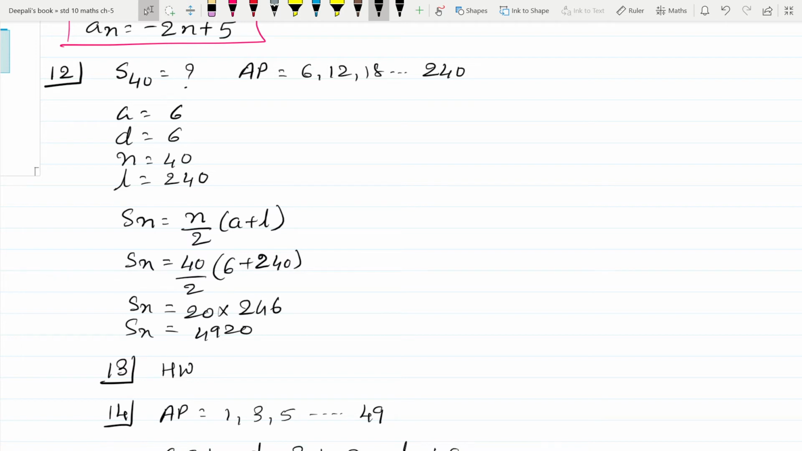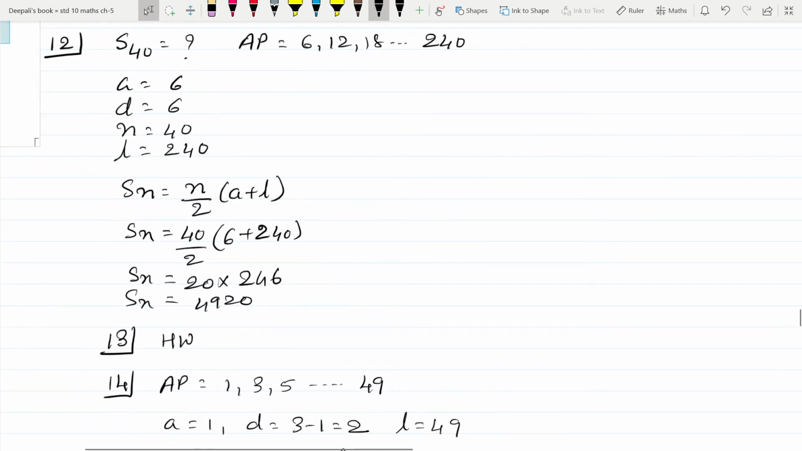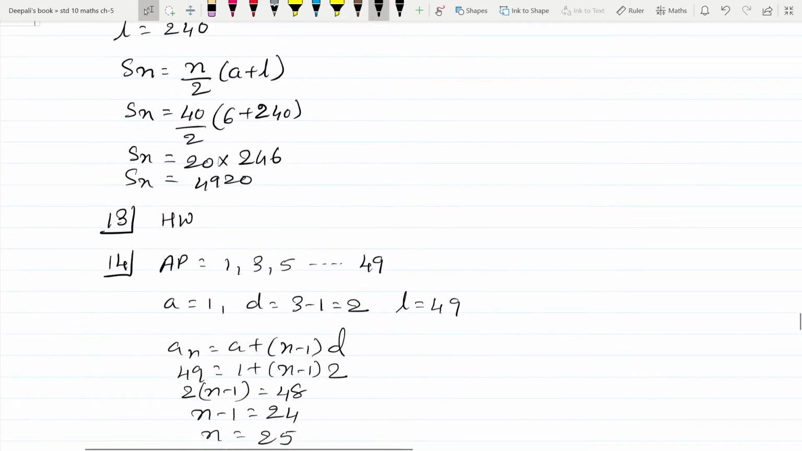Number 13, find the sum of first 15 multiples of 8. It is similar to the above sum, so that would be your homework.